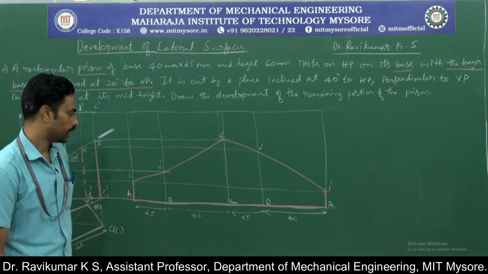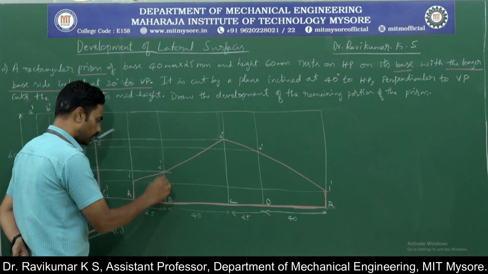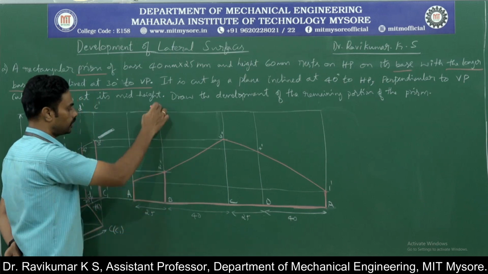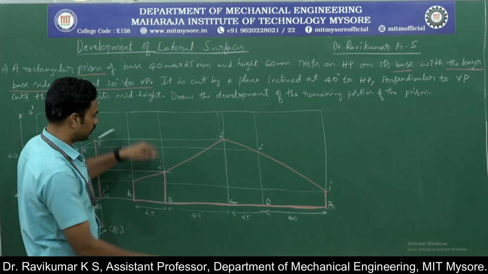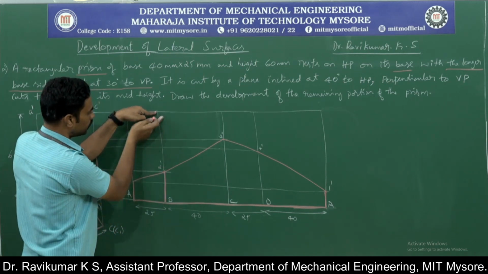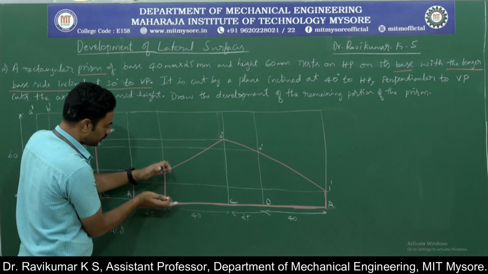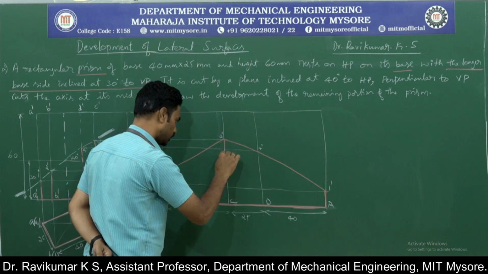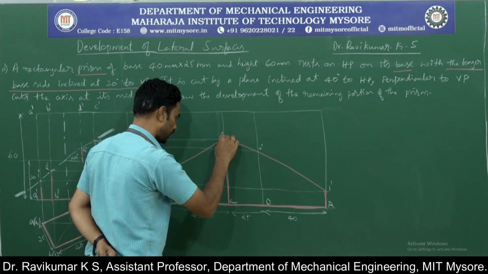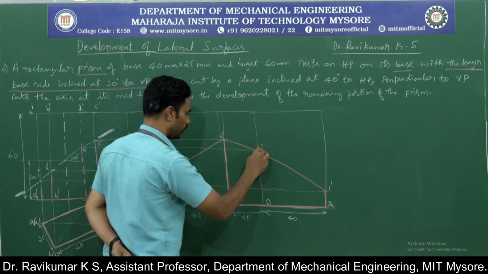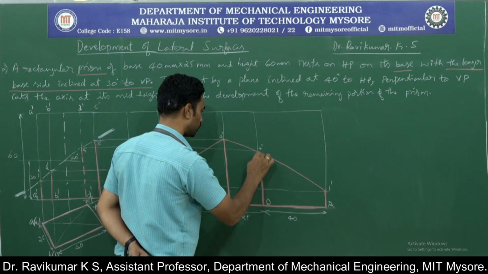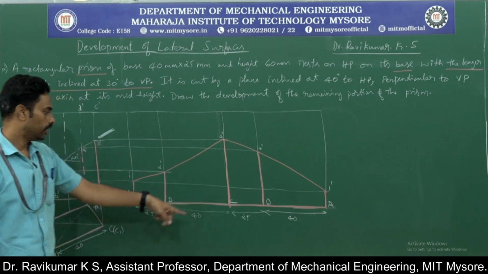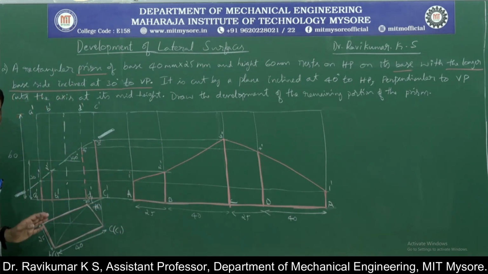Development is not completed yet because 2 dash to B is the retained portion of the edge BB1. Out of BB1, this is chopped off with the section plane. This is only the portion which is retained. Similarly, 3 dash C is the retained portion. Similarly, 4 dash D is the retained portion. So this is the development of the said drawing.